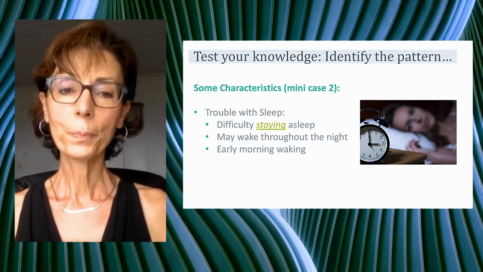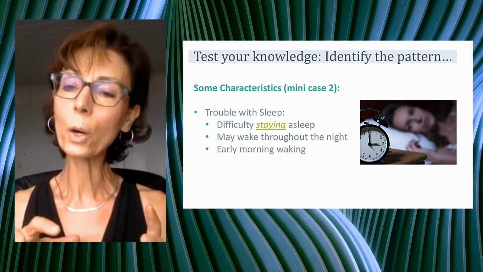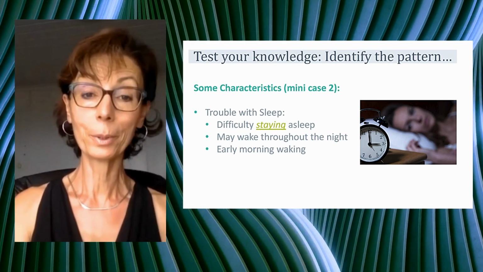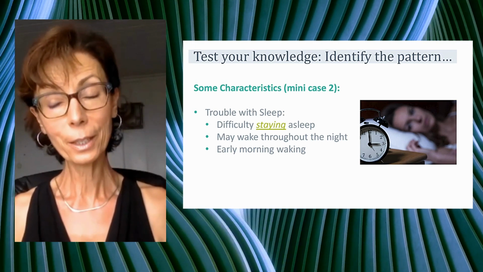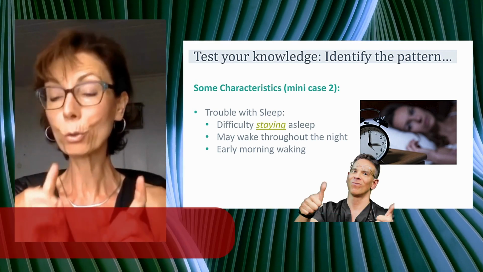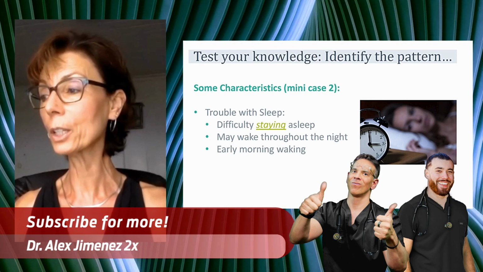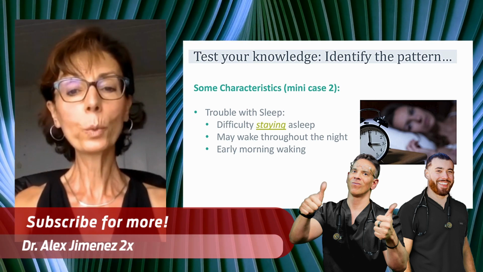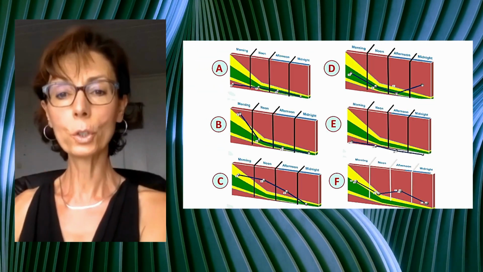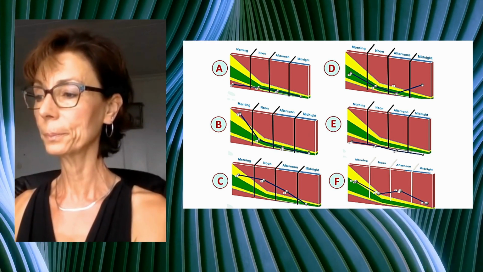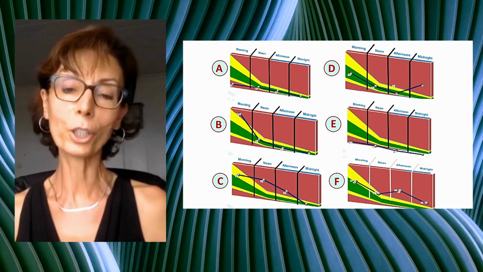Case number 2. This is trouble with sleep, but now it's difficulty staying asleep. They may wake throughout the night and they may have early morning awakening, but there's no trouble falling asleep or getting to sleep. Which one of these would you say is most likely associated with this?